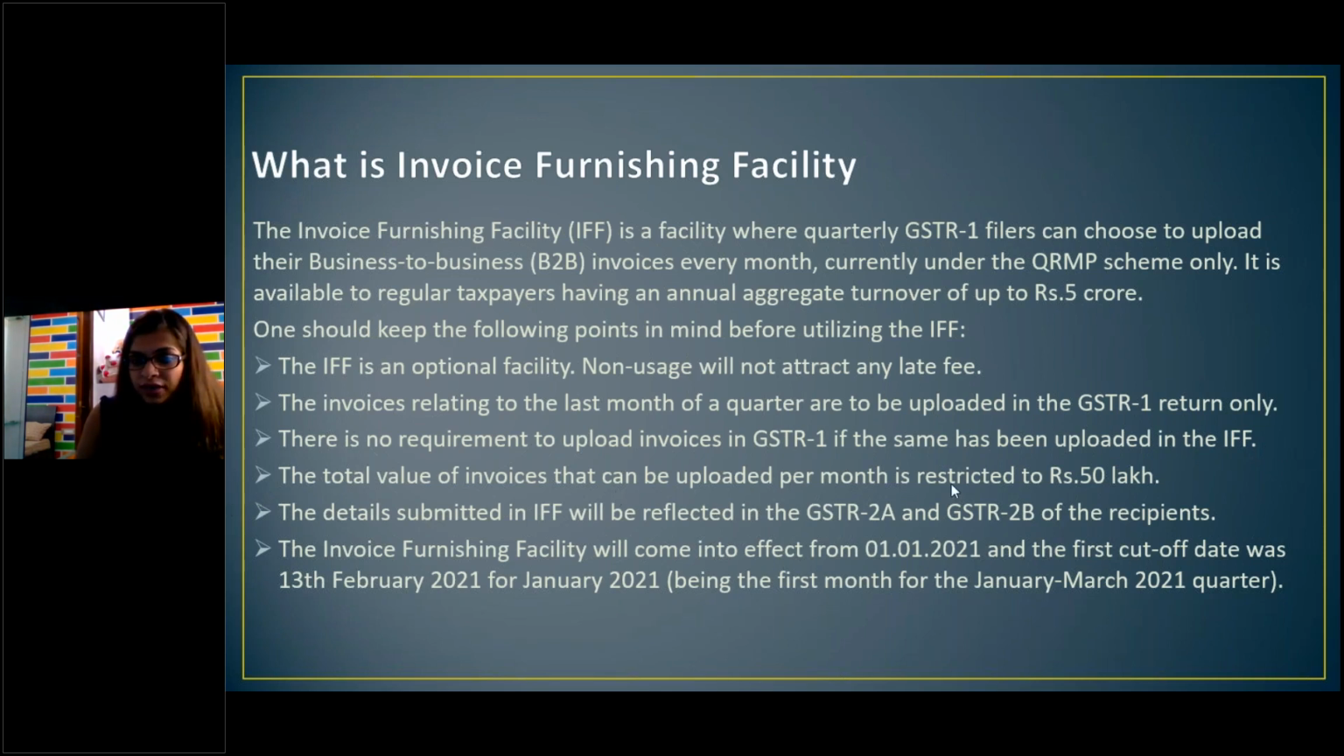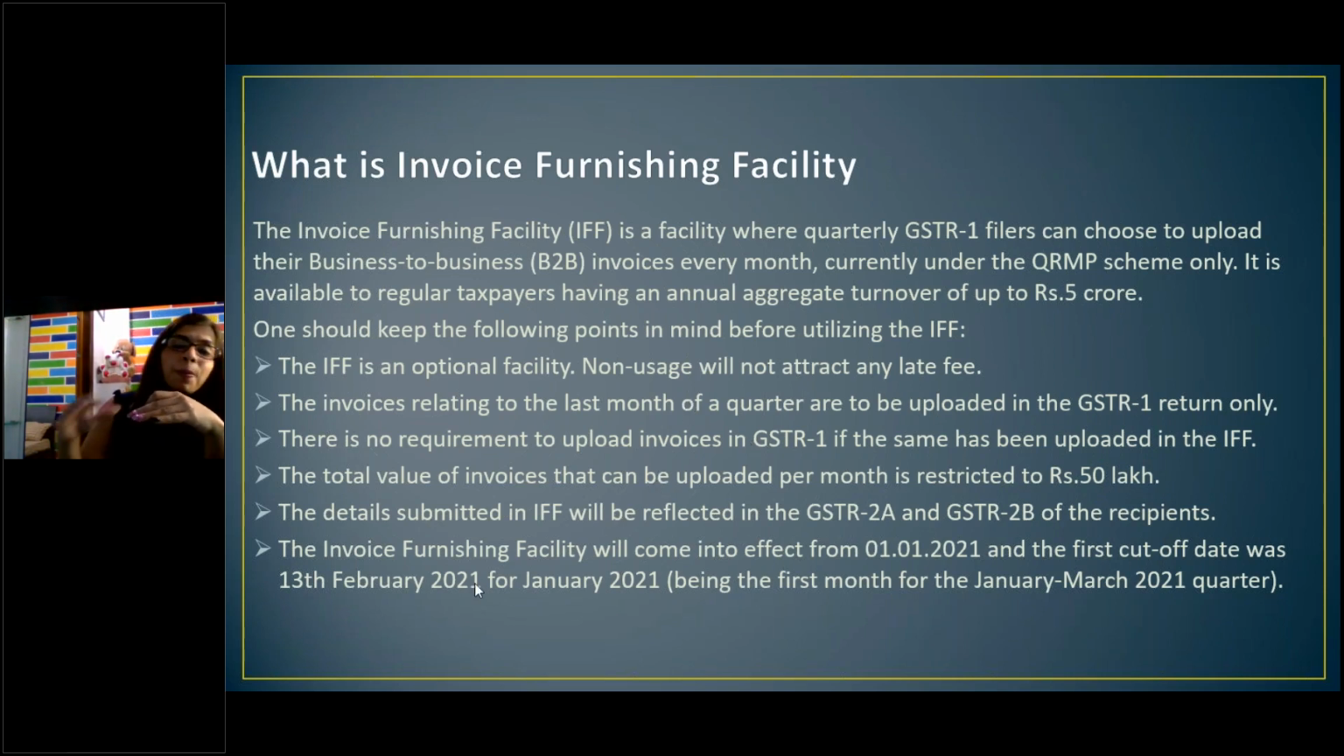The total value of invoices that can be uploaded per month is restricted to rupees 50 lakhs. Now this is a restriction in IFF. IFF quarterly is available if your income is up to 5 CR annually. So they have taken 5 CR annually, so per month your sale is not going to be more than 50 lakhs. So this is the limit that they have put, that per month you cannot upload data beyond 50 lakhs.